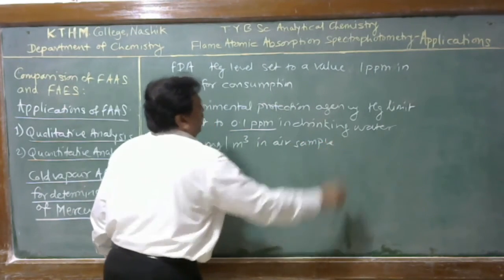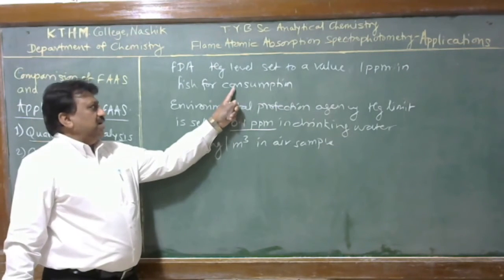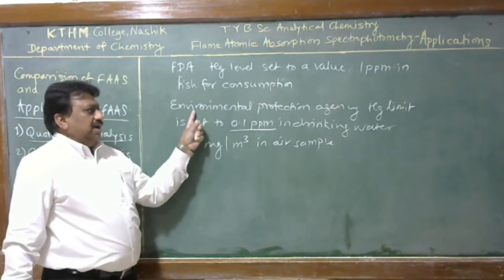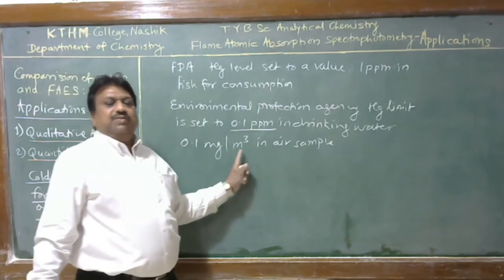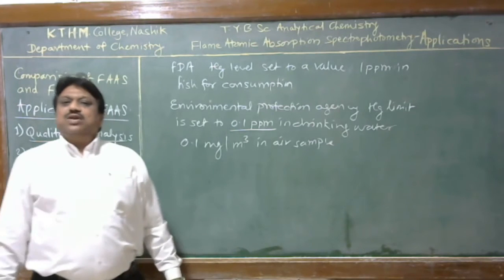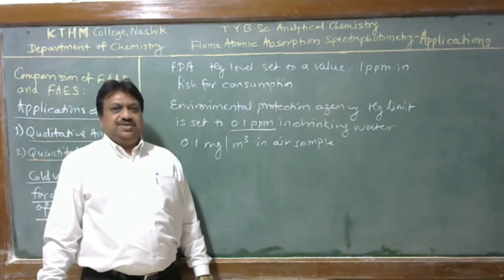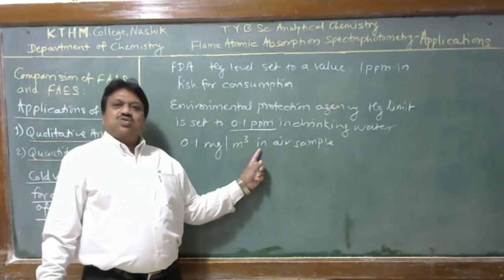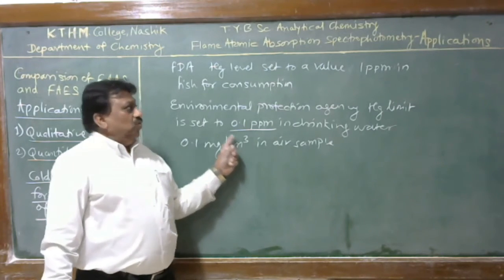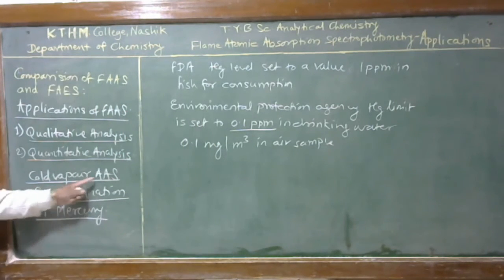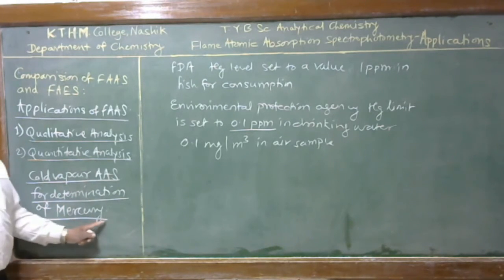Therefore, to determine the level of mercury in fish for consumption purpose, the level of mercury in drinking water, and the level of mercury in air sample, only the atomic absorption spectrophotometric method is best, because this trace concentration of mercury is determined only by this method. Here we discuss the cold vapor atomic absorption spectrophotometry for determination of mercury in different samples.